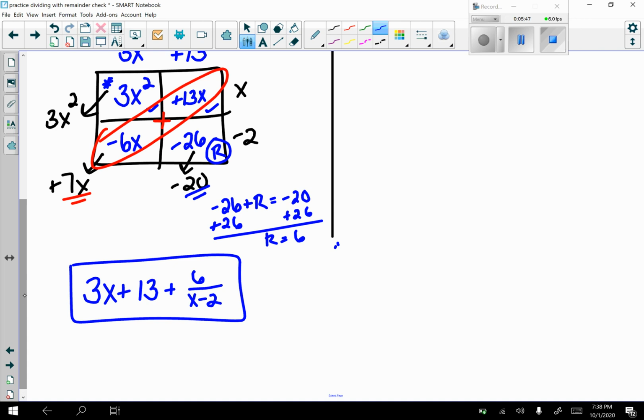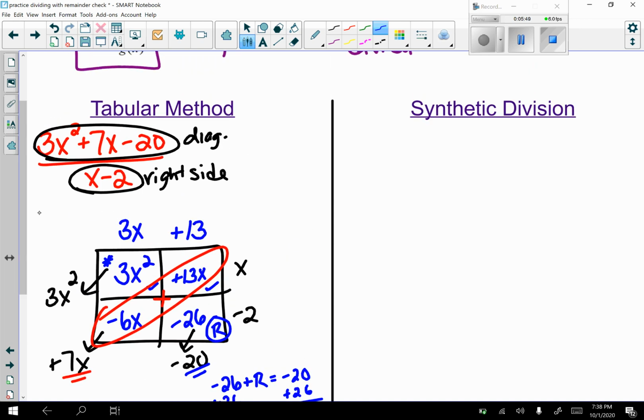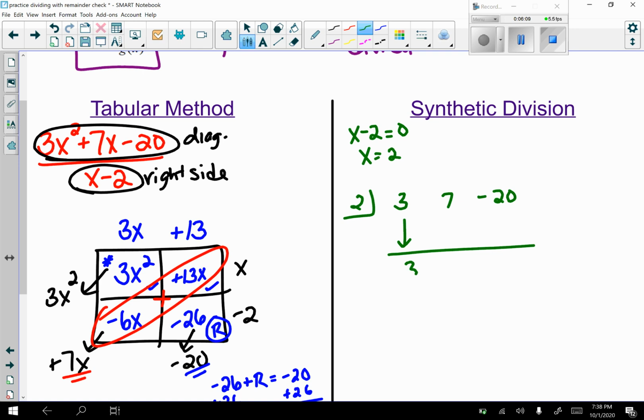Now let's do the same problem with synthetic. So I start by finding my 0. X minus 2 equals 0, which means x equals 2. That's going to go on the shelf. Your coefficients from the dividend go here. We bring down the first piece. Then we multiply. 3 times 2 is 6. Once we get that, we add straight down. 7 plus 6 is 13.